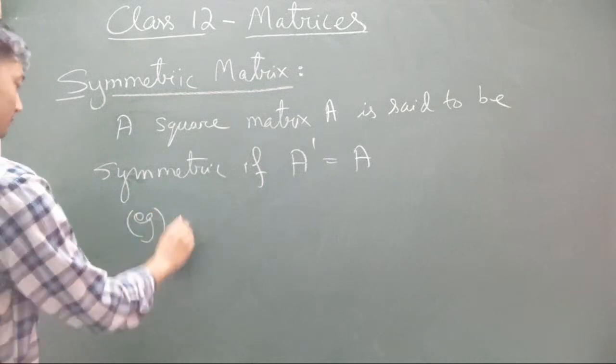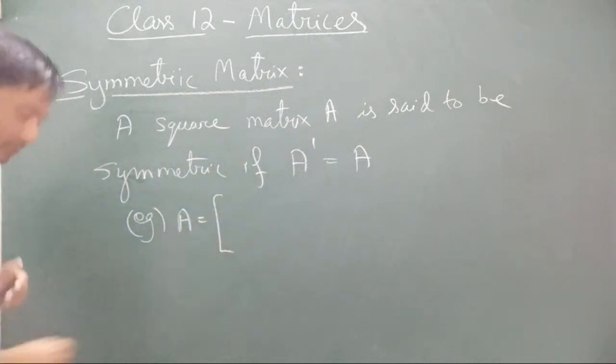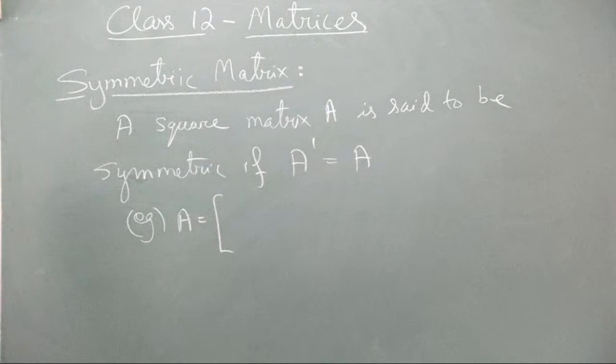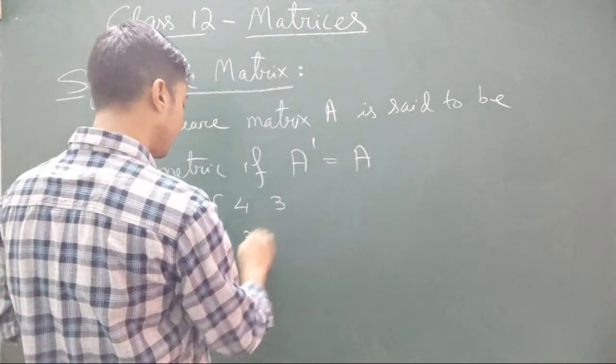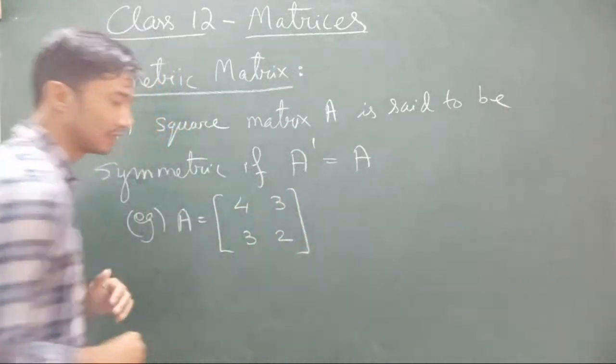Example, what I mean is, the concept is very simple again. Like 4, 3, 3, 2. For example, if you have a matrix like this.